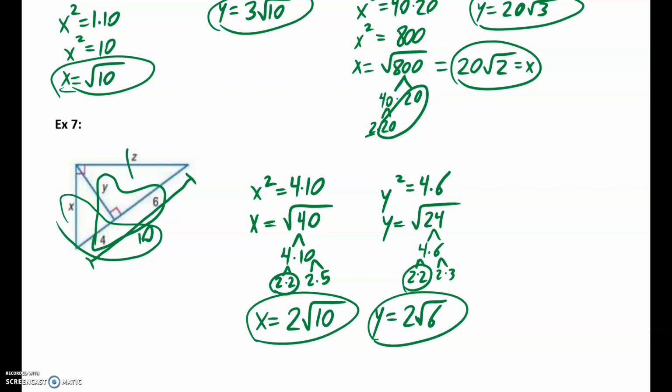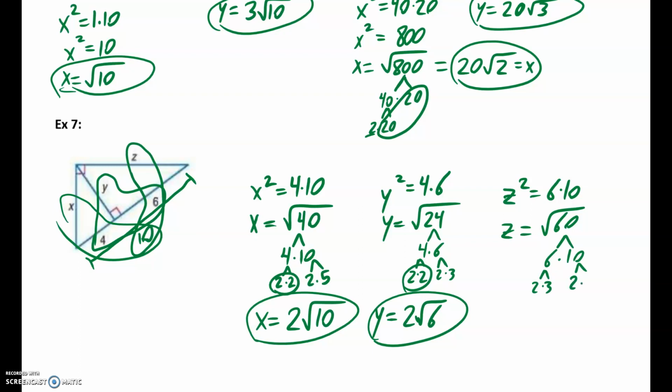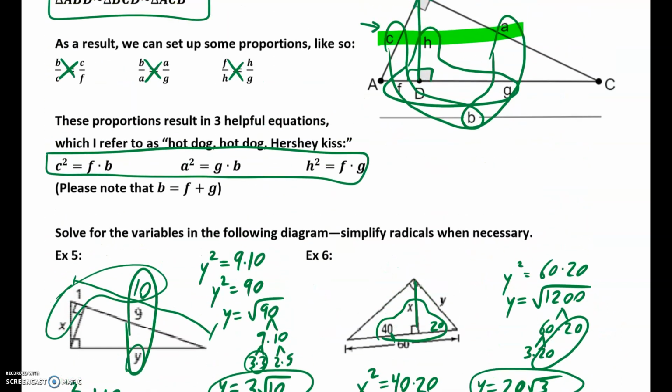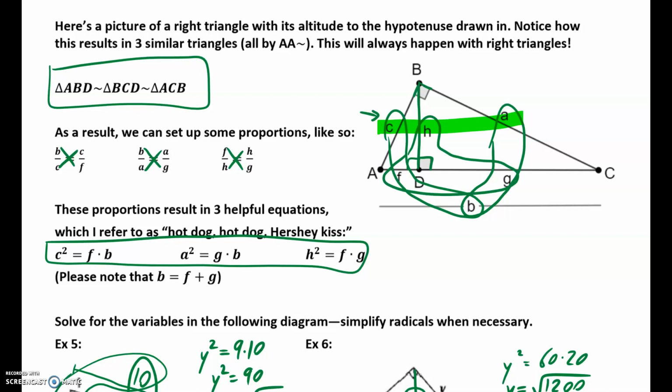And as far as z is concerned, we've got another hot dog over here. So that'll be z squared equals 6 times 10. So z equals the square root of 60. 60 breaks down into obviously 6 times 10 again. 6 is 2 times 3. 10 is 2 times 5. And notice between the two of them, we do have a pair of 2s. So this will actually be 2 radical 15 when it's all said and done. So there you have it. Just make sure you know hot dog, Hershey Kiss, and you've got it.